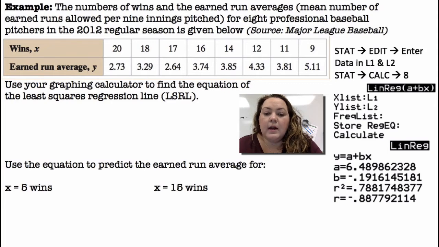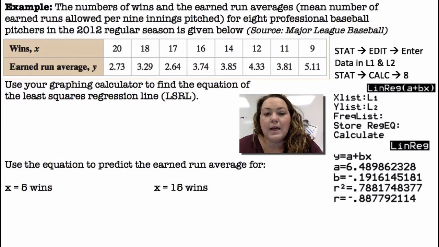You'll get an equation that says y equals a plus bx. You have a, b, r squared, and r. Some of you may not have r squared and r, just because your diagnostic is not turned on. You can turn it on by going to second 0, the catalog feature, scrolling until you find DiagnosticOn, and hitting enter twice. But really, all we need is a and b, and we're going to plug them in.